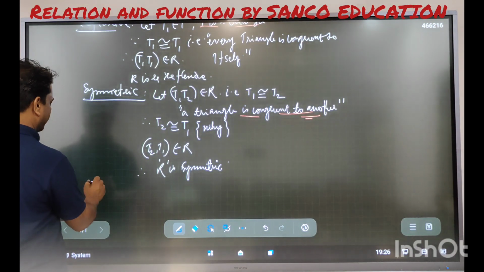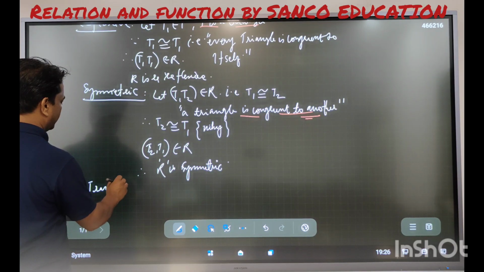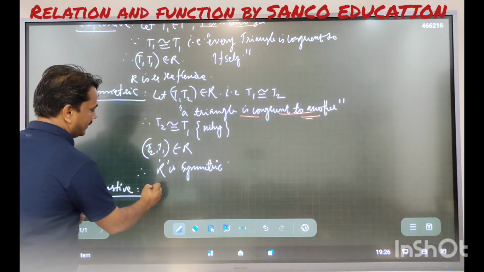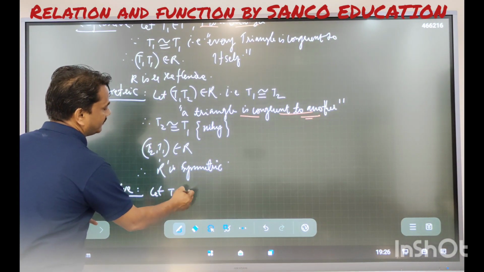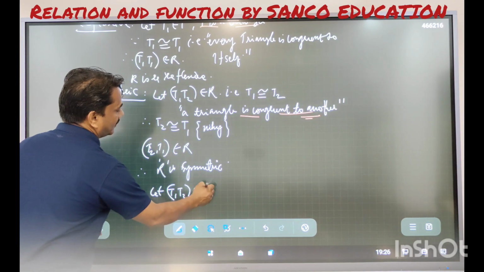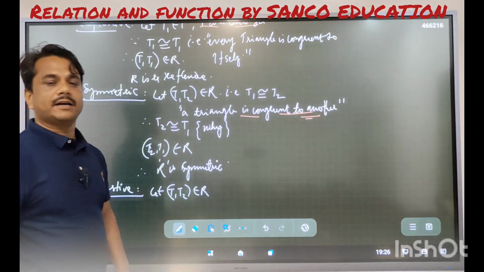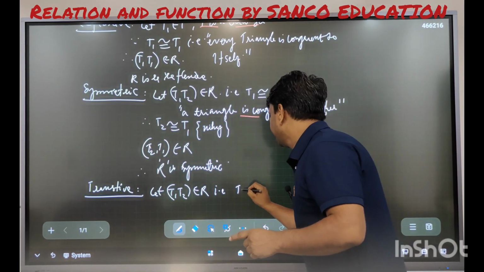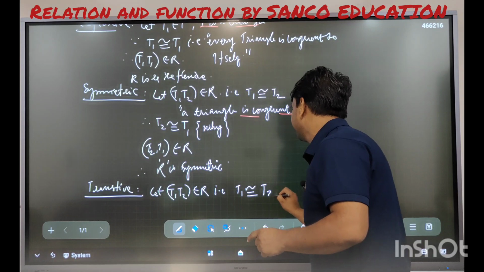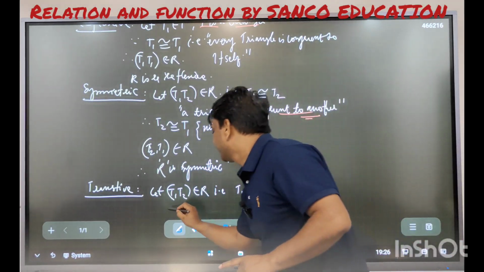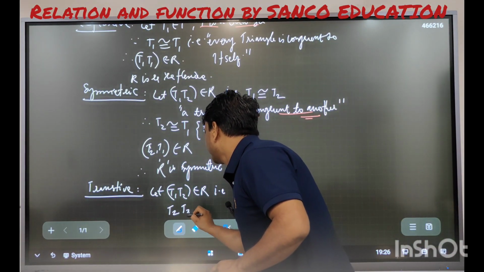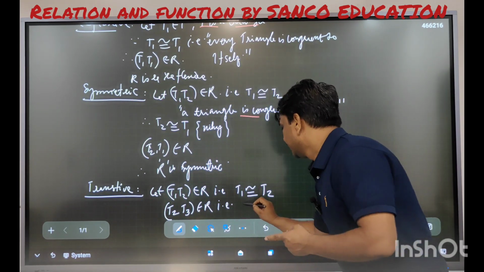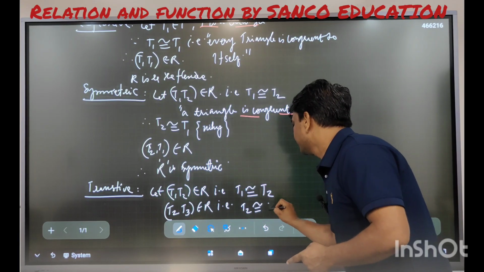Now next is transitive. We'll consider that here. Let, same as before, T1, T2 belong to R. What is the meaning of T1, T2 belongs to R? It means T1 is congruent to T2. Now again, T2, T3 belong to R. We have supposed that here. That is, T2 is congruent to T3.